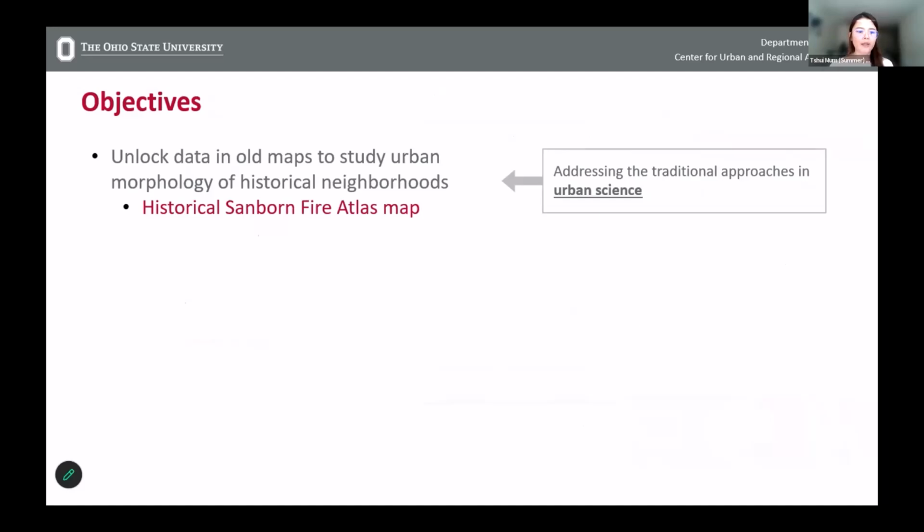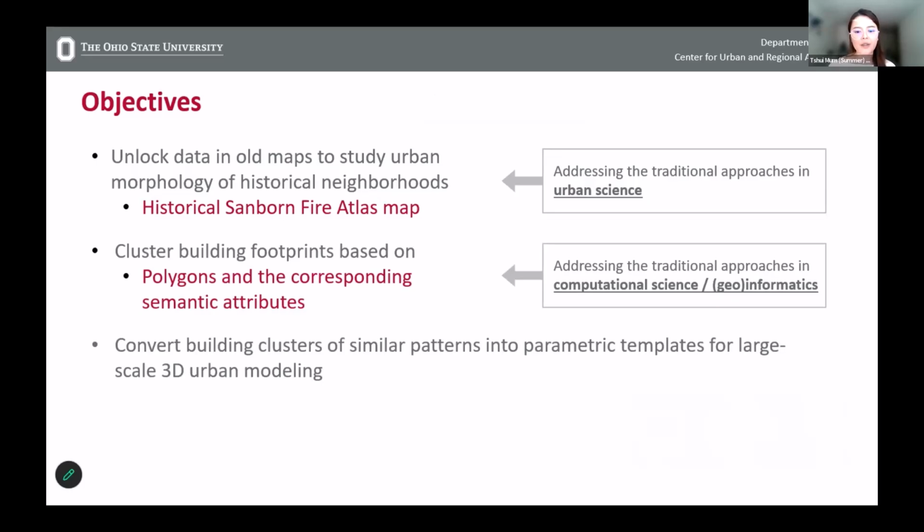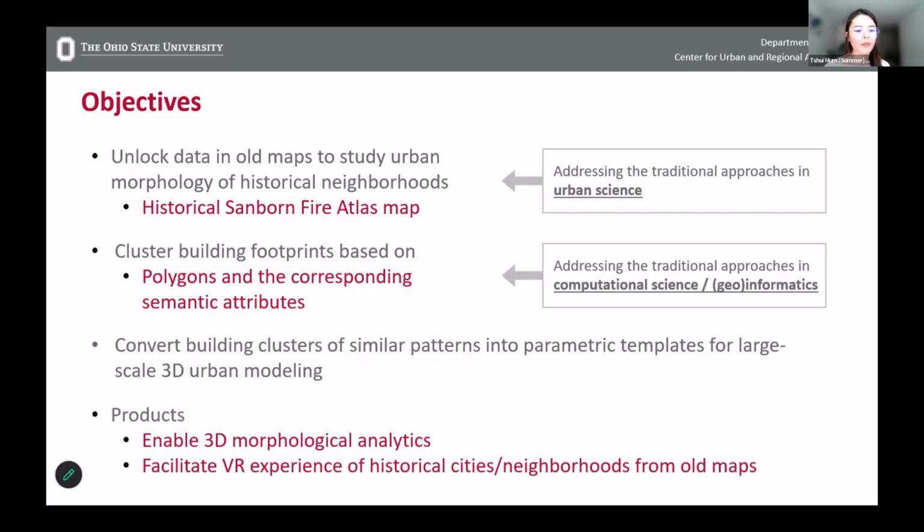So the objectives of this work are, first, to unlock the data in old maps so we can study the urban morphology of our historical neighborhoods. We are specifically focusing on using historical Sanborn fire atlas maps. And then we will cluster the building footprints from these Sanborn maps based on their shapes as well as their corresponding semantic attributes. And then we will convert these building clusters into parametric templates so that we can do 3D urban modeling at scale. The anticipated products of this work will be to enable 3D morphological analytics, especially for historical neighborhoods, and also to facilitate VR experience of historical cities or neighborhoods from old maps.